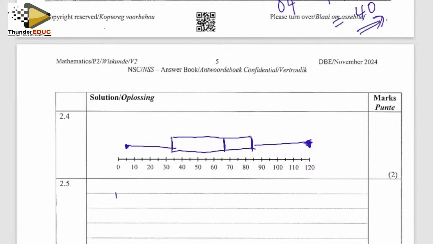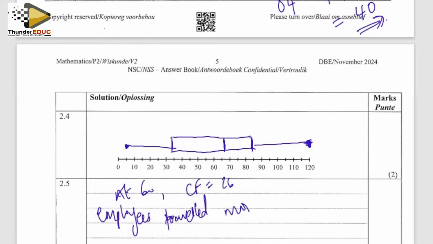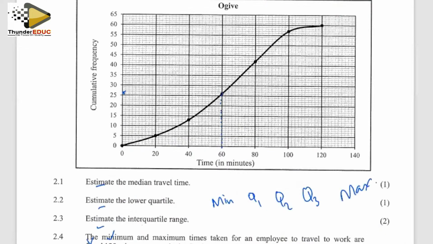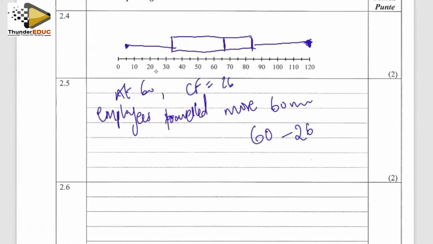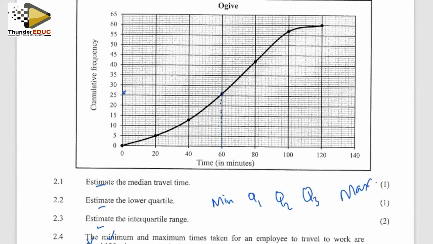So we know that at 60, we have the cumulative frequency of 26. So the employees that traveled more than 60 minutes will be 60 minus 26, because we remember we're looking at a total of 60 employees. So 60 minus 26, that is a 30 what? It is a 34.